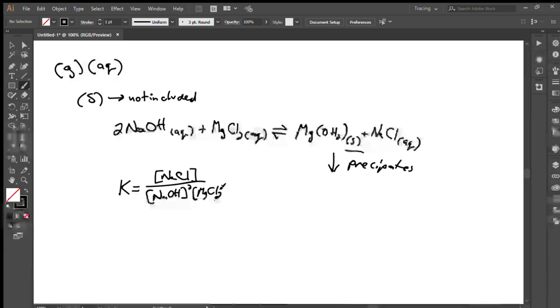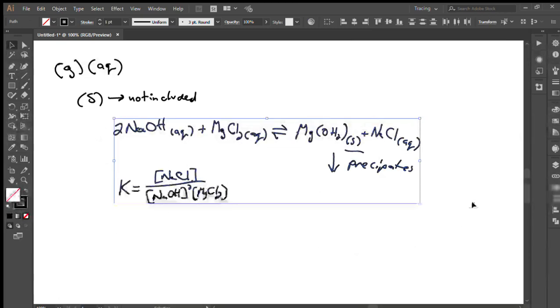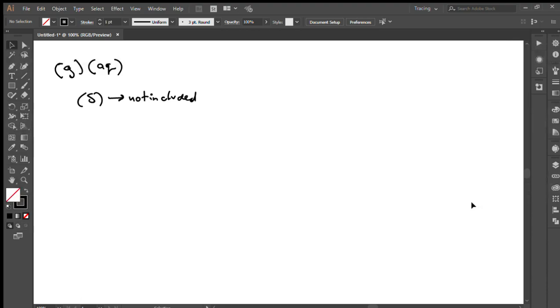Both of those are aqueous and can be included. So when we generate our K, we ignore magnesium hydroxide because it precipitates out. Okay, hopefully that makes sense. If not, again, just drop me an email and I'll talk about it. If enough people are interested, I'll do some more work on it. Okay, so solids are not included.